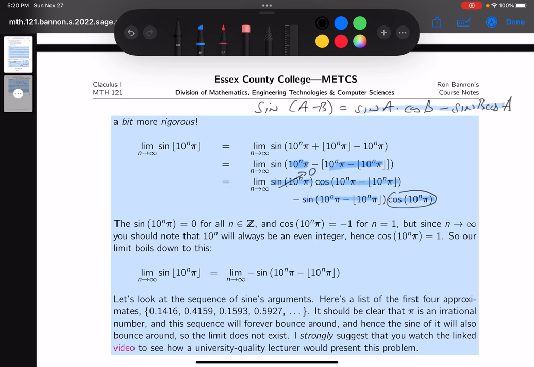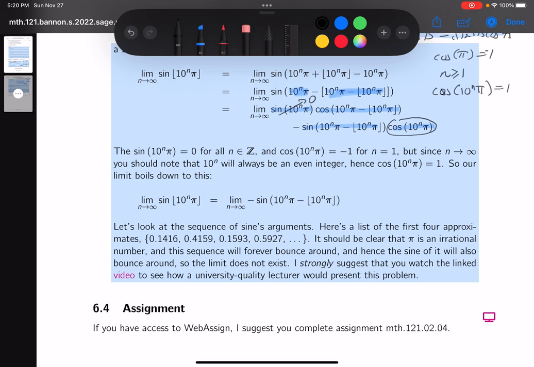So cosine, again, if n is 0, I would get pi, and that would be minus 1. Now, if n is greater than or equal to 1, the cosine of 10n pi, that would be an even multiple of pi. I'm sorry, cosine of pi is minus 1. I'm really screwing up there. This would be always 1. All right? So this limit really boils down to something pretty simple.